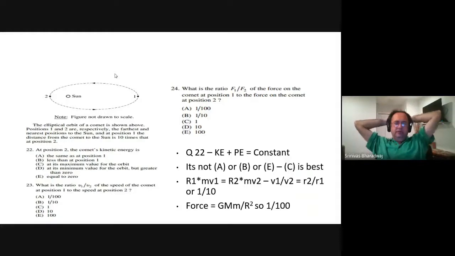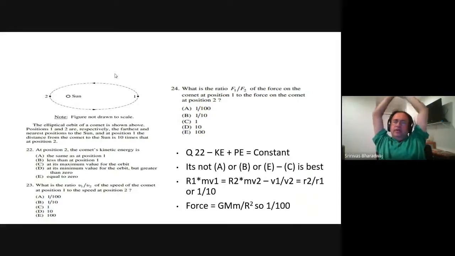r cross mv is a constant, right? So r2 by r1 is 10. No, r2 by r1 is 1 by 10, right? 2 is 1/10 the distance from 1, right? So r2 by r1 is therefore 1/10.